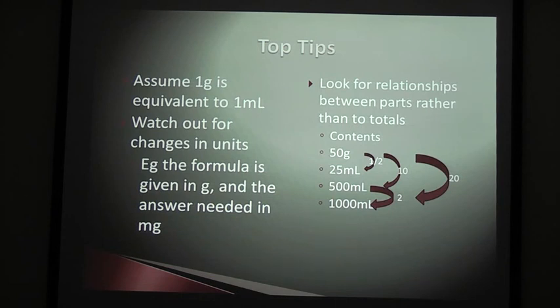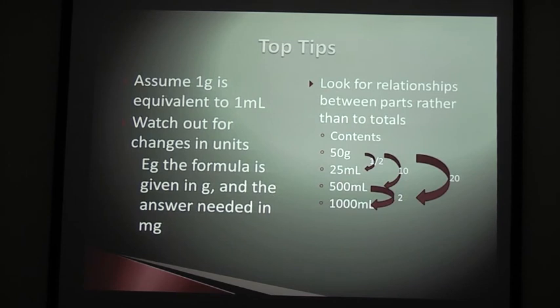Assume 1 gram is equivalent to 1 mil, should you need to. Watch out for changes in units. So for example, the formula is given in grams and the answer is needed in milligrams. And look for relationships between parts rather than to totals. So if you can see 50 and 25, that's halving. If you can see 50 to 500 is multiplying by 10, 50 to 1000 is multiplying by 20. If you can find relationships like those, then that's fantastic, and you can do the numeracy a lot quicker and easier.